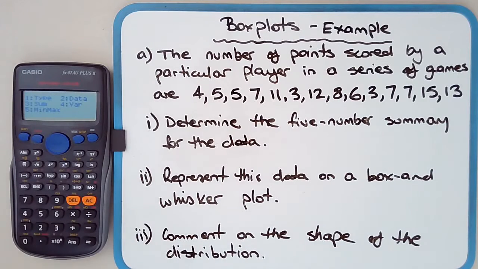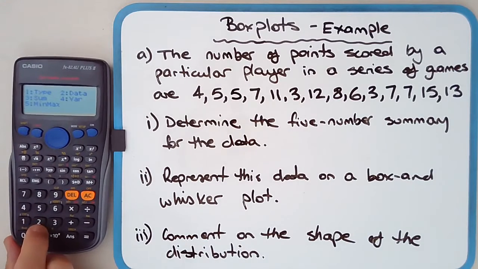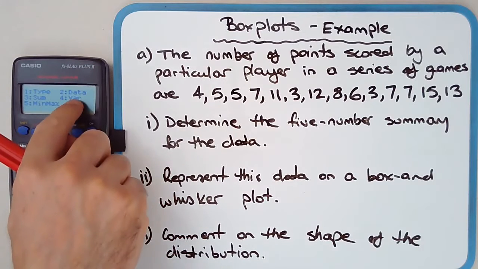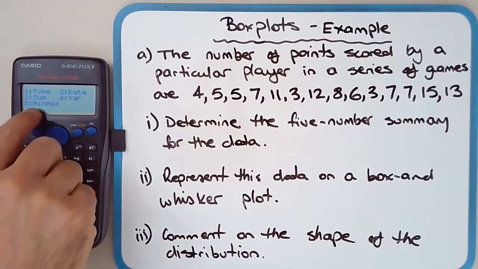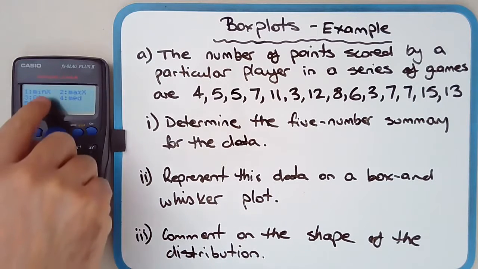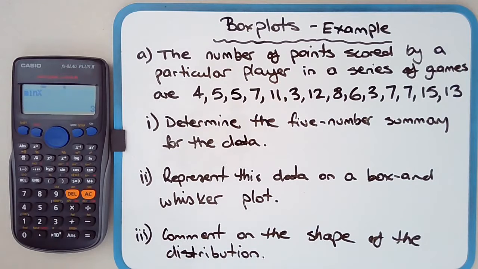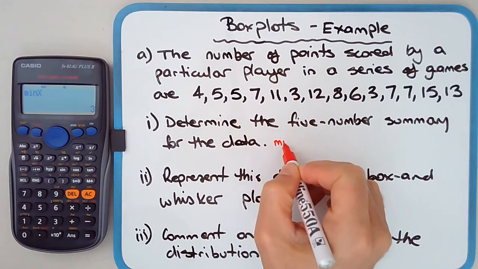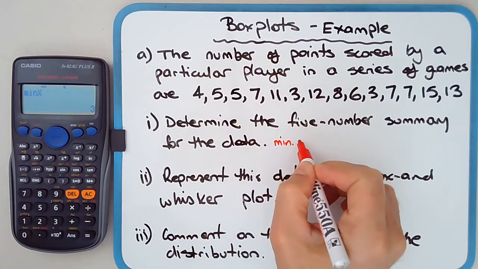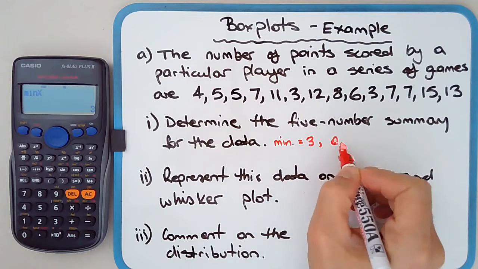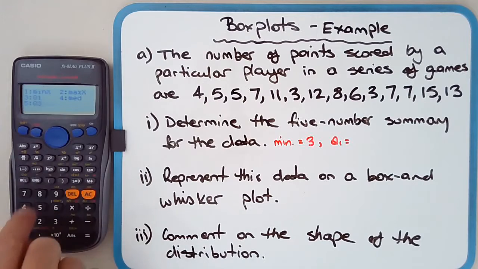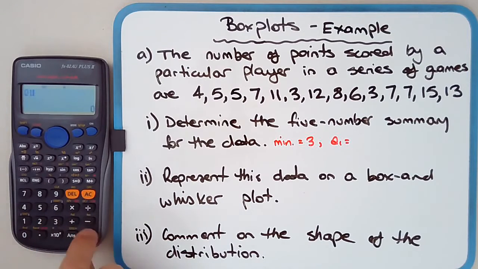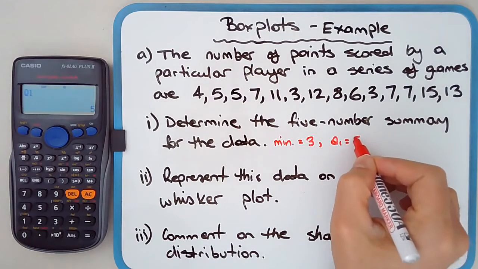Shift 1 to bring up the stat menu. This time we're not going to use var. Remember, var was for the mean and the standard deviation. We want the median and the quartiles. So we're going to use min max for that. Okay, the minimum score is equal to 3. Let's work out Q1. So min max, Q1, number 3. That's 5.